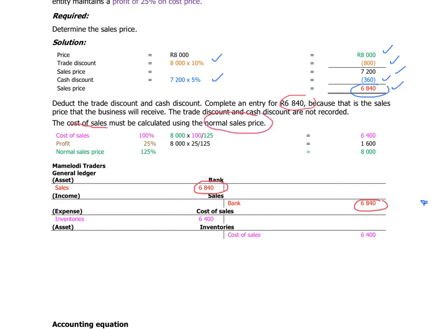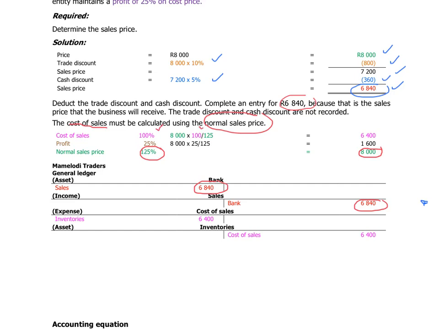Okay, cost of sales is 100%. The profit is 25% on cost. So I must add the 25 to the 100, and that means my normal sales price is 125. The normal sales price was given as 8,000 Rand. If I want to determine the cost price, I have to use this 8,000 and multiply it with the one that we want to calculate.